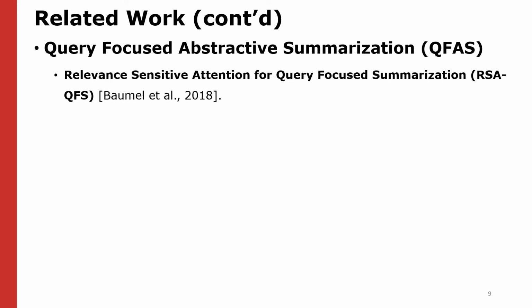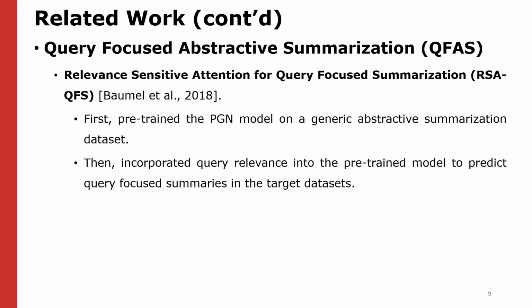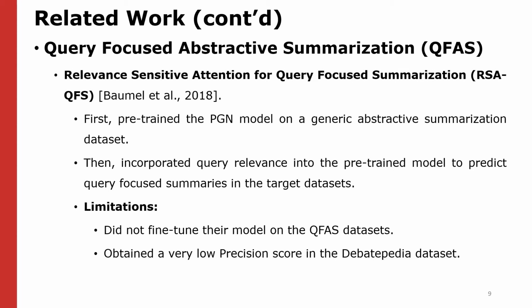More recently, the relevance-sensitive attention for query-focused summarization, or the RSA QFAS model, was proposed. This model first pre-trained the PGN model on a generic abstractive summarization dataset and then query relevance is incorporated into the pre-trained model to predict the query-focused summaries in the target datasets. However, this model was not fine-tuned on the query-focused abstractive summarization datasets and also results in a very low precision score by generating very large summaries in the Debatepedia dataset.